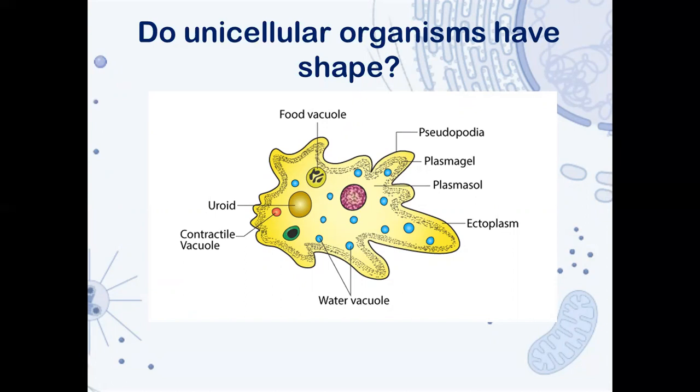How do you define the shape of the amoeba in this figure? You may say that the shape appears irregular. In fact, amoeba has no definite shape. It keeps on changing its shape. So the answer is that amoeba has an irregular shape.